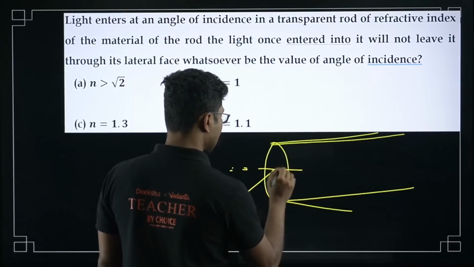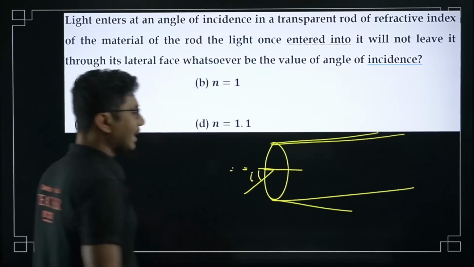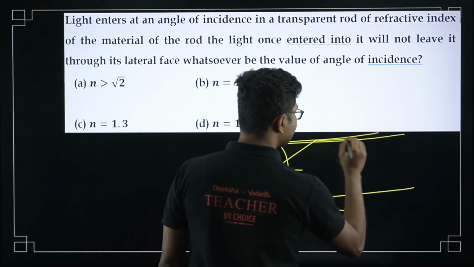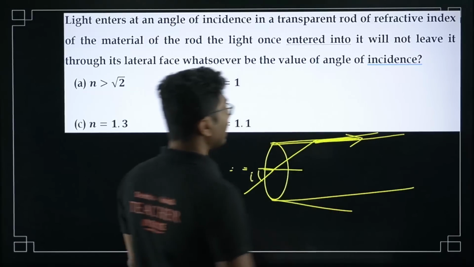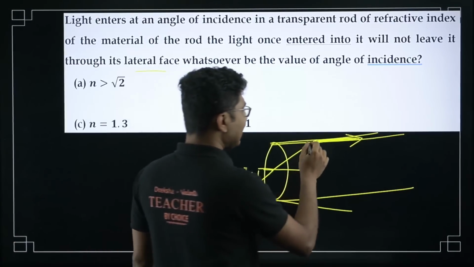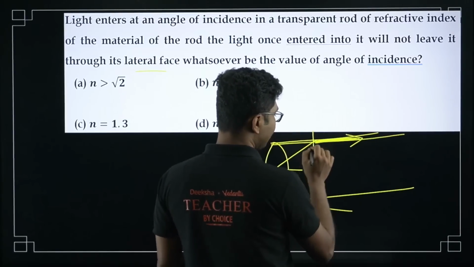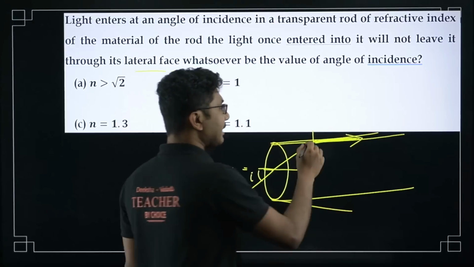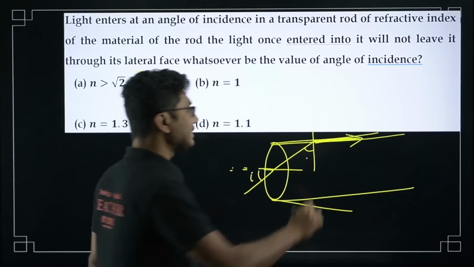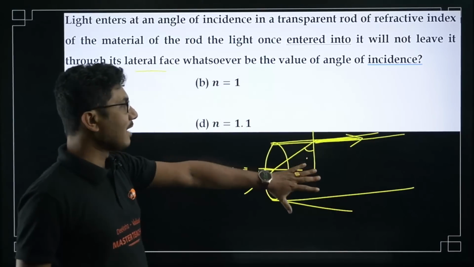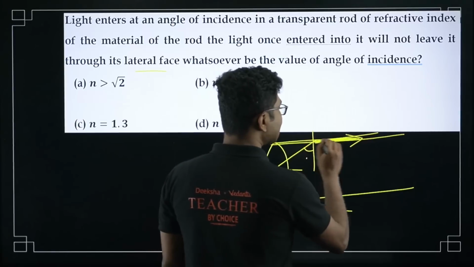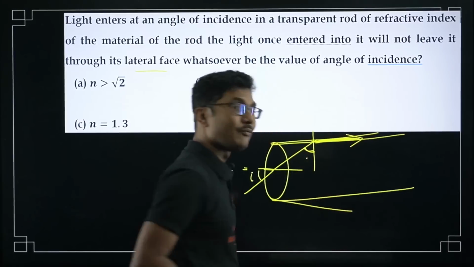Suppose the angle of incidence is i. Now whatever is the angle of incidence, the light will never leave through its lateral face. So if the angle of incidence inside the surface is more than this angle, then it will always come back, right? But if it is less than this angle, it might escape to the second medium. So you have to have a material of refractive index such that the maximum angle it can have is this angle.